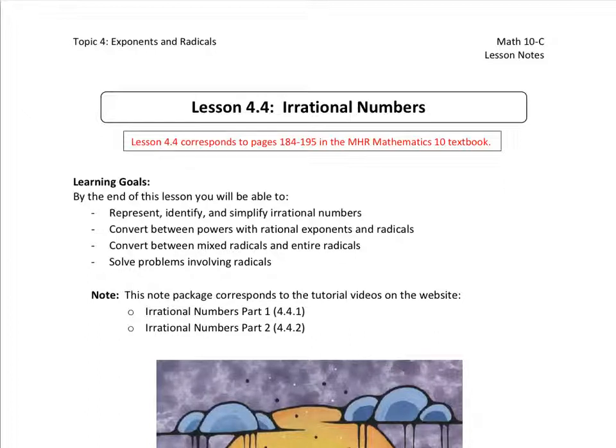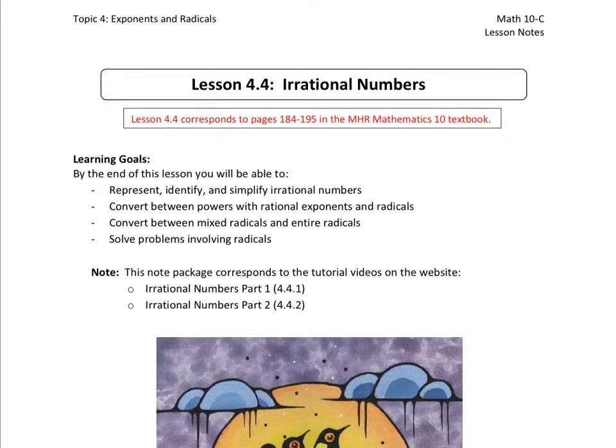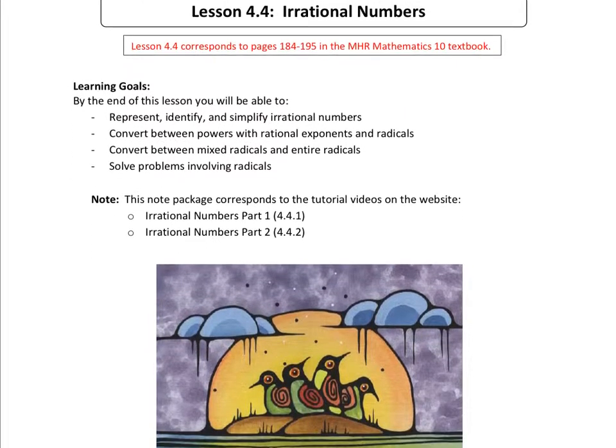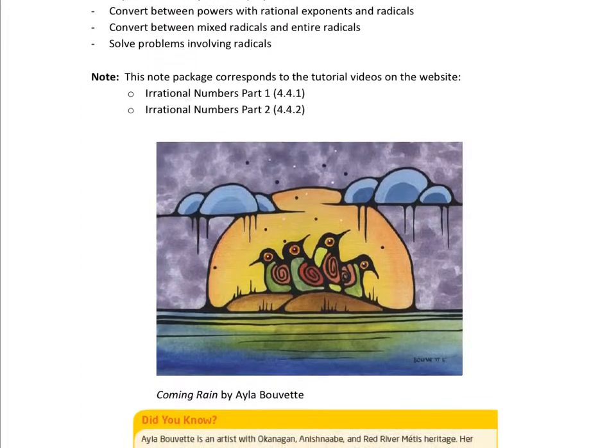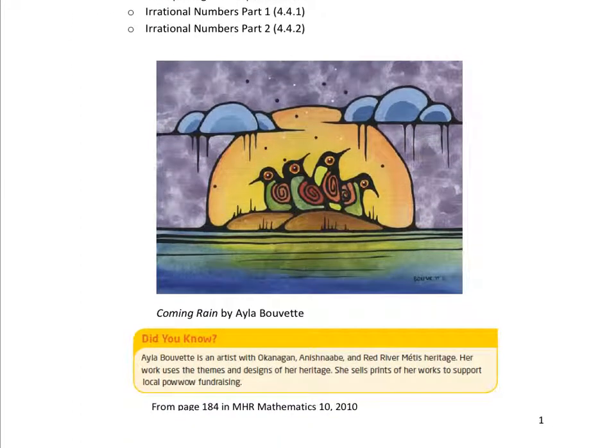This is part 1 of the tutorial videos, and part 2 will cover the examples in the second half of the Lesson 4.4 notes. There are many examples of irrational numbers in real life, and one of those is this painting called Coming Rain. You can read more about this painting on page 184 in the Mathematics 10 textbook, and it's talking about the golden ratio.